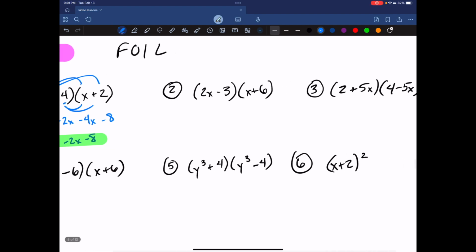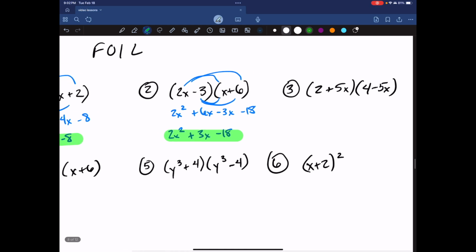Okay. Now, on number 2, same process. I'm going to take the 2x and give it to everything on the other side. So it's going to be 2x squared, plus 6x, negative 3x, and negative 18. Again, you're just going to clean it up. So you got 2x squared plus 6x. Oops, forgot to clean it up. 6x minus 3x is 3x. I got 2x squared plus 3x minus 18.